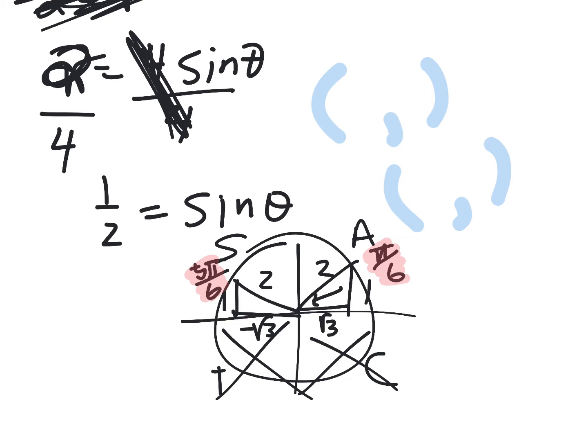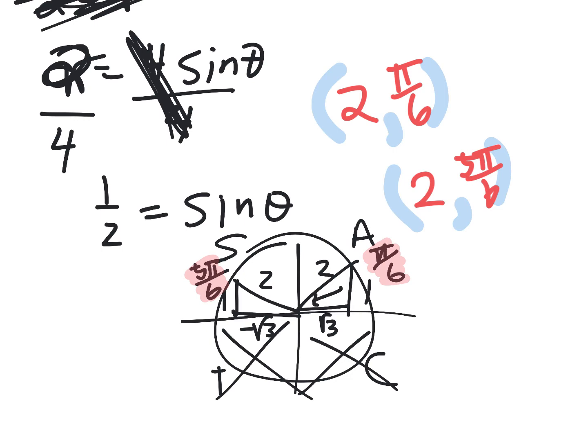Who actually is right so far? All right. So, Oscar, what do you think the final answer is? 2 pi over 6. Yup. And 2 pi over 6. You got it.